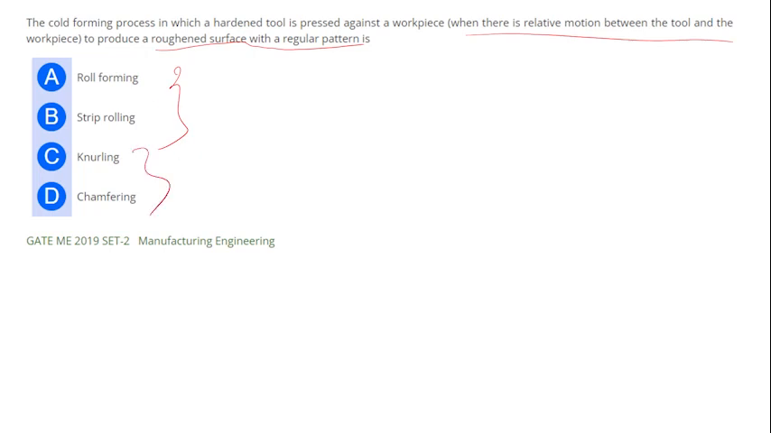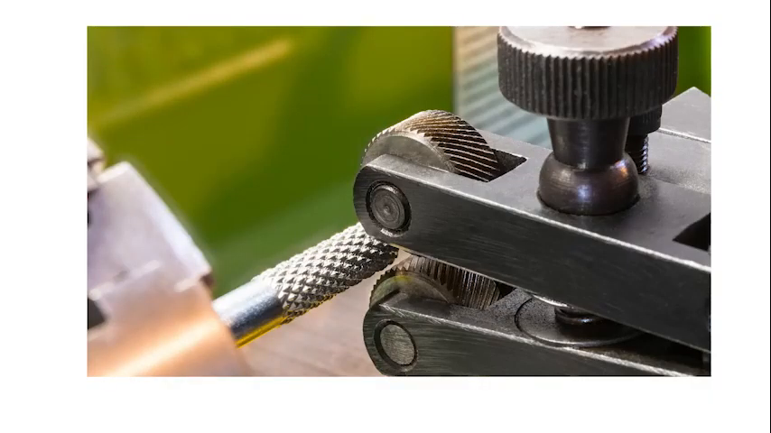Next, knurling and chamfering. I'll show you by the image what is knurling and what is chamfering. This is a picture of knurling. So this is your workpiece, and these two are your tool. There will be a relative motion between your workpiece and your roller, and this kind of pattern is already formed on your tool, which will make a pattern on your workpiece. So this process is called knurling.